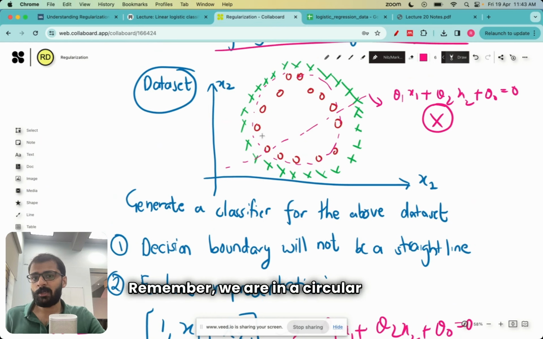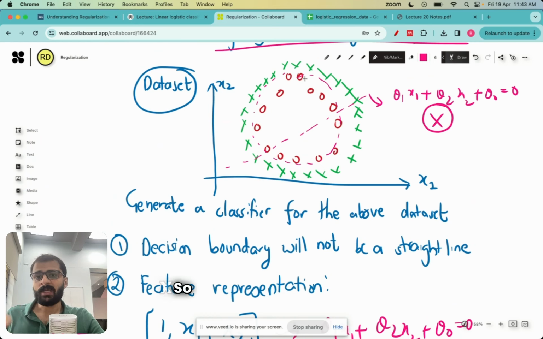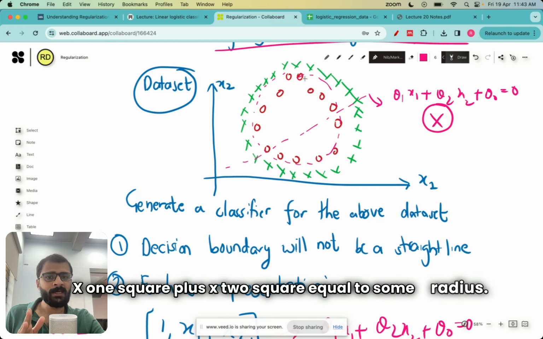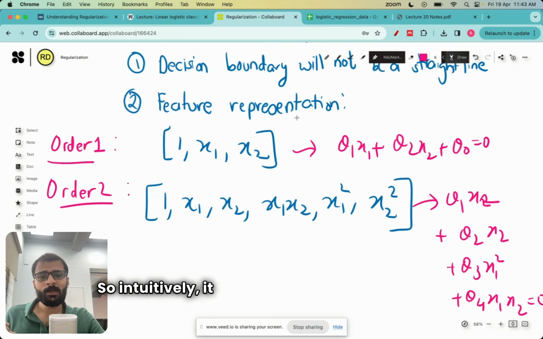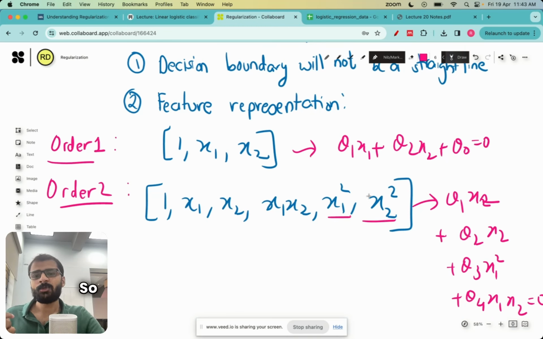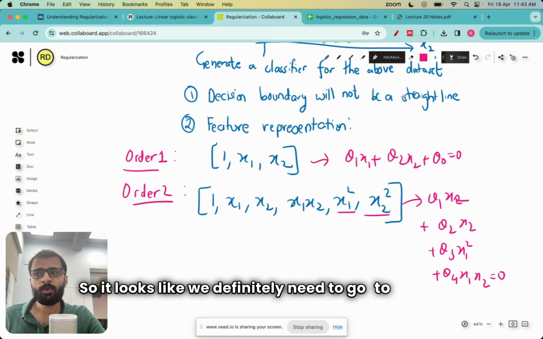Remember, we are in a circular space, it looks like here, right? So x1 square plus x2 square, that's the equation of a circle: x1 square plus x2 square equal to some radius. So intuitively it looks like we definitely need to have x1 square and x2 square. So it looks like we definitely need to go to order 2.